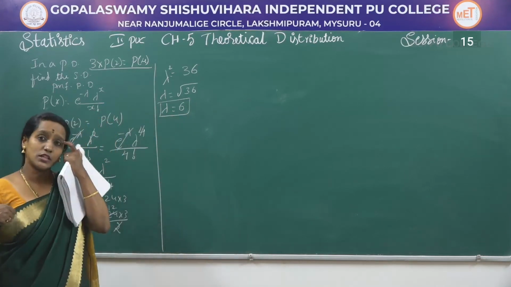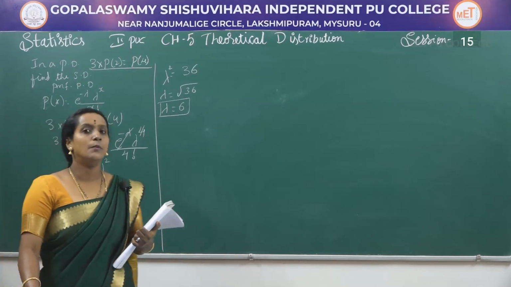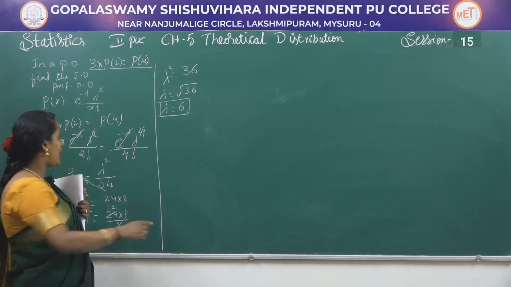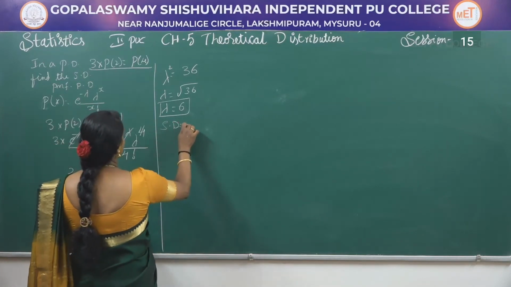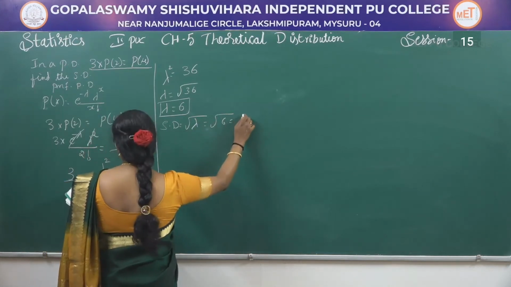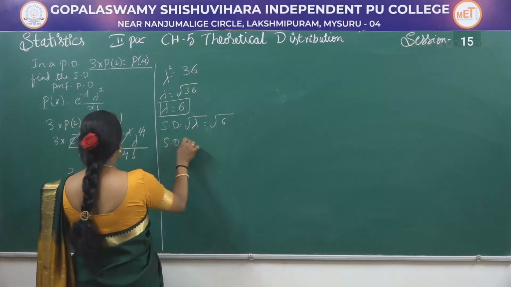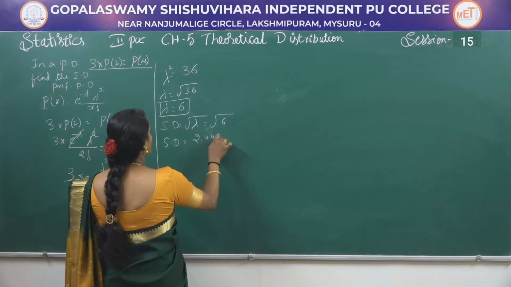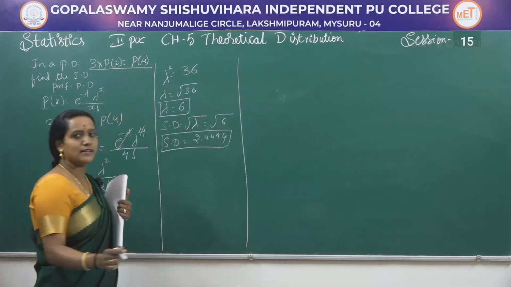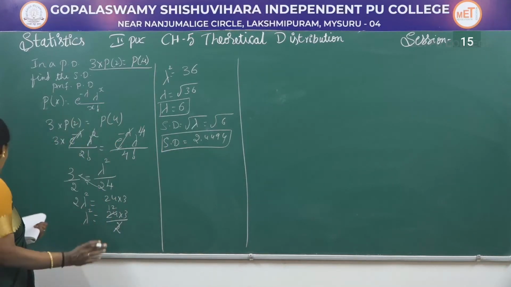We know that in Poisson distribution, lambda is the parameter, and that lambda itself is the mean and the variance. So to find the standard deviation, it is square root of lambda, square root of 6, it is 2.4494. So the standard deviation is equal to 2.4494. In the exam also you will get this type of problem for 2 marks. So this is how we have calculated.